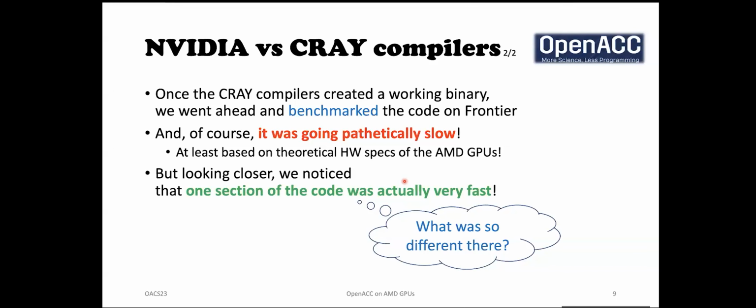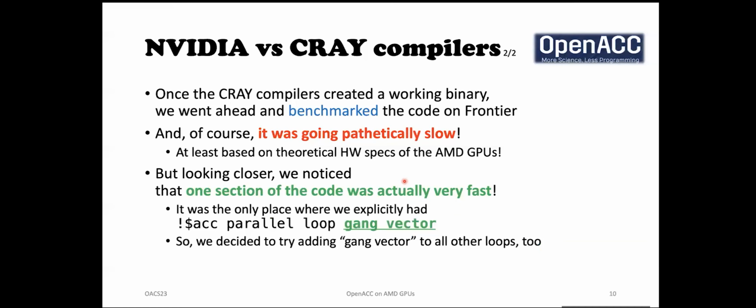So what was so different about this part of the code and not the others? Looking closer, it turned out that it was the only place where we put explicitly gang vector in the ACC parallel loop construct. It's supposed to be completely irrelevant. The compiler should do the right thing, so we mostly didn't bother, apart from that part, where for whatever reason that day I was feeling pedantic and put it in. And I said, could that actually be?